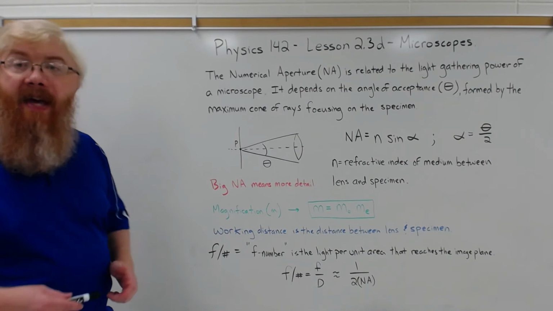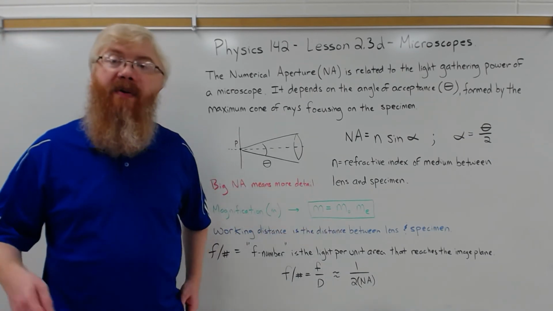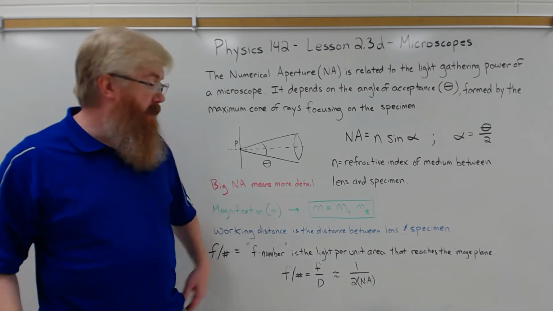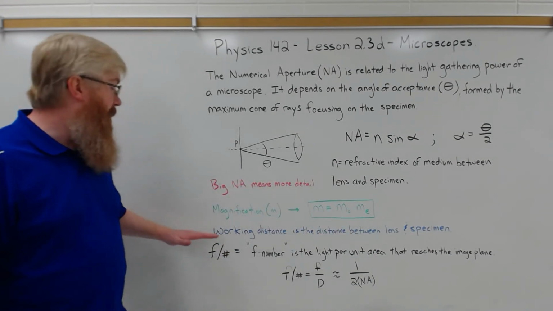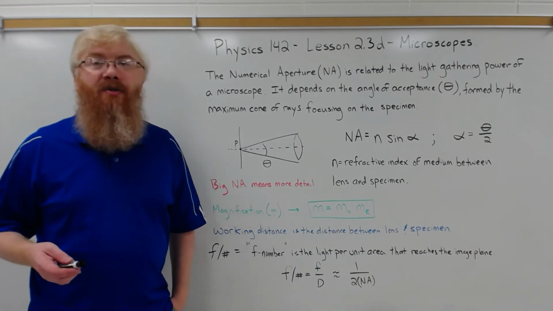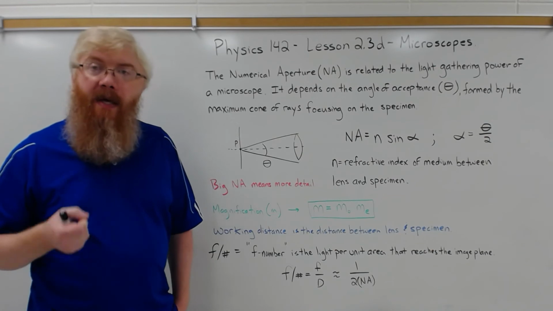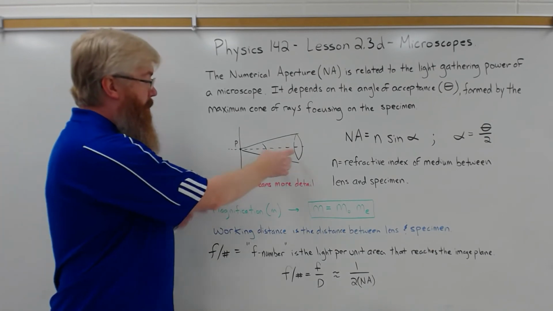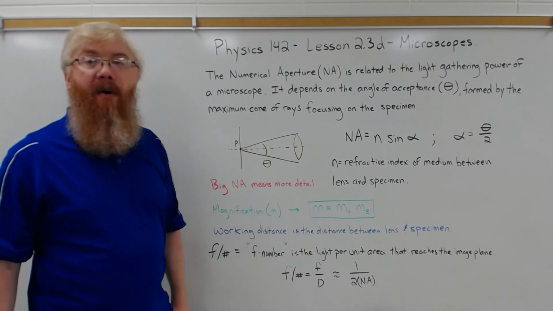We talked about magnification already in the last part of this video, but magnification is just the product of the magnification of the two lenses, one eyepiece, one objective. And then finally, the working distance. The working distance is just how far away the object is from the lens. So the closer you are, the more light you'll capture and the larger the numerical aperture.